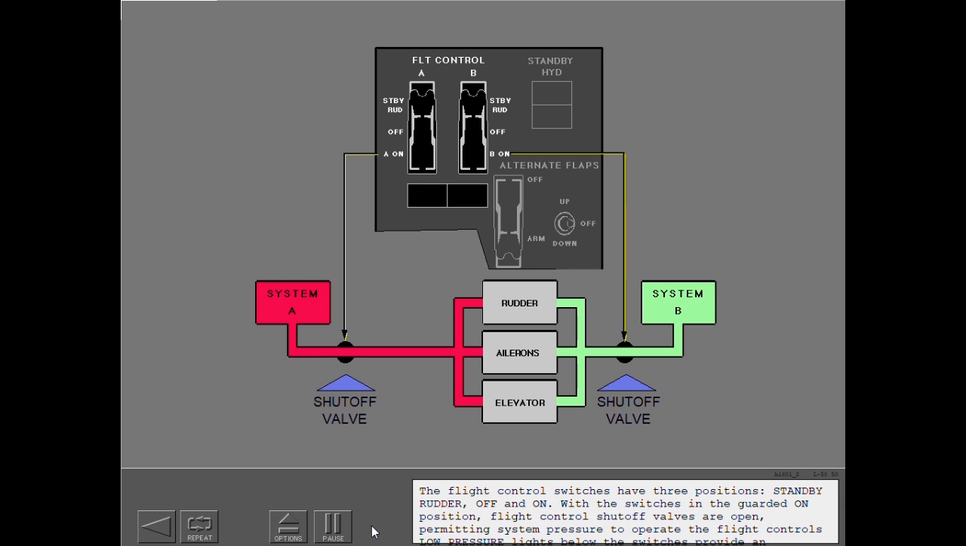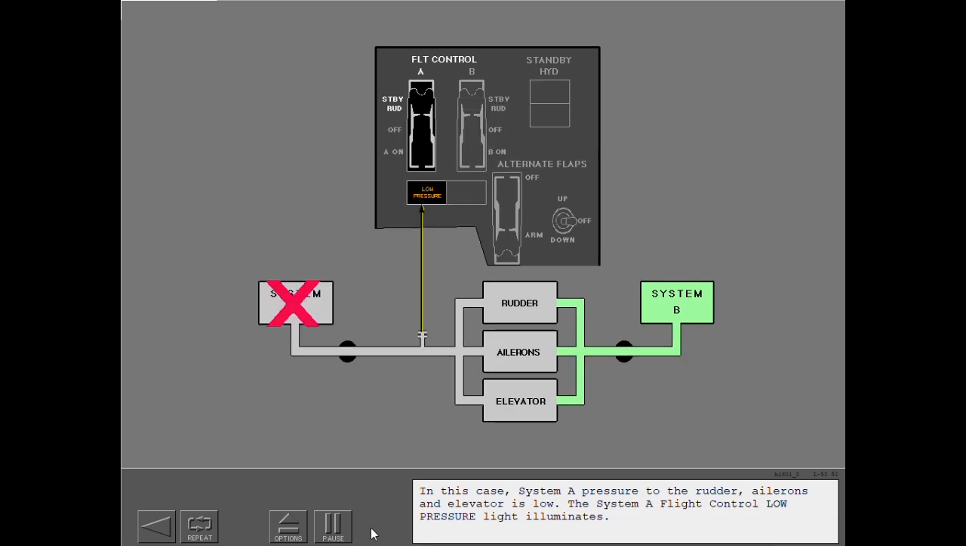The flight control switches have three positions: standby rudder, off, and on. With the switches in the guarded on position, flight control shutoff valves are open, permitting system pressure to operate the flight controls. Low pressure lights below the switches provide an indication of System A or B pressure to the flight controls. In this case, System A pressure to the rudder, ailerons, and elevator is low. The System A flight control low pressure light illuminates.